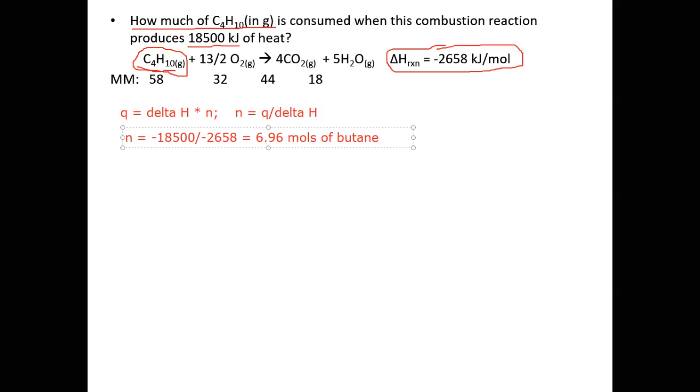So now we know the moles of butane, and we can determine the mass of butane. The mass equals moles times molar mass. So this would be 6.96 times the molar mass of butane, which is 58, and that gives us 404 grams of butane were consumed.